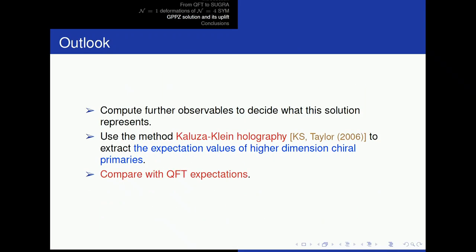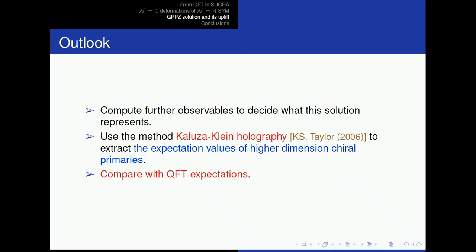Okay, so the outlook. We need to compute further observables to decide what the solution represents. Perhaps it's unphysical, or perhaps it represents some of the other vacua of N equals 1 star. It's not clear at this point. One way to do this is to use this program of Kaluza-Klein holography, which allows us to extract the vacuum expectation values of the operators which are dual to Kaluza-Klein fields. Then you can compare with quantum field theory expectations, depending on what vacuum you have, to see whether you get the same or something different. So that's the outlook. Okay, any questions on this?